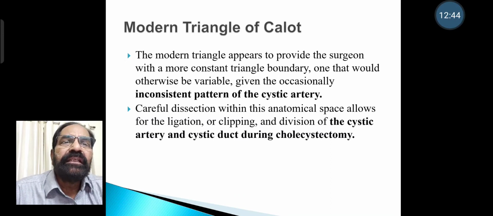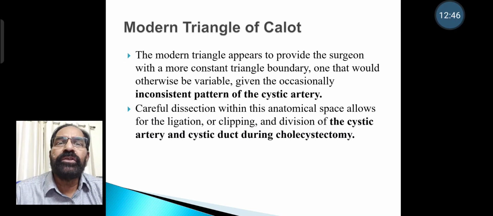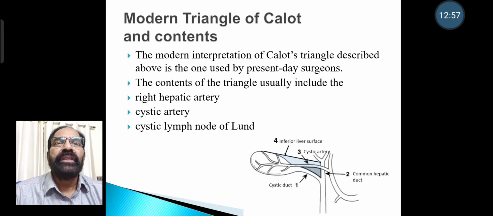Careful dissection within this anatomical space allows for ligation or clipping and division of the cystic artery and cystic duct during cholecystectomy. The modern interpretation of Calot's triangle described above is the one used by surgeons in the present day. The contents of the triangle usually include the right hepatic artery, cystic artery and cystic lymph node of Lund.